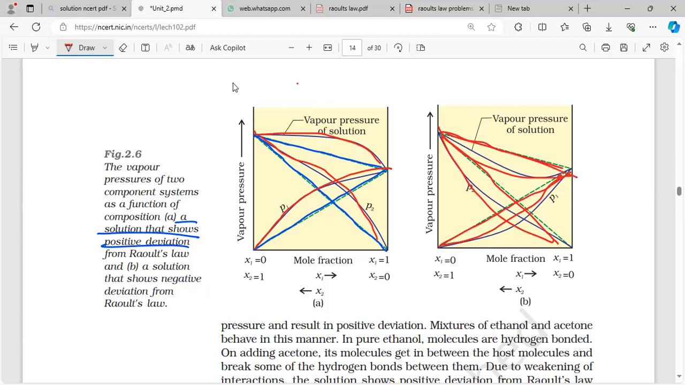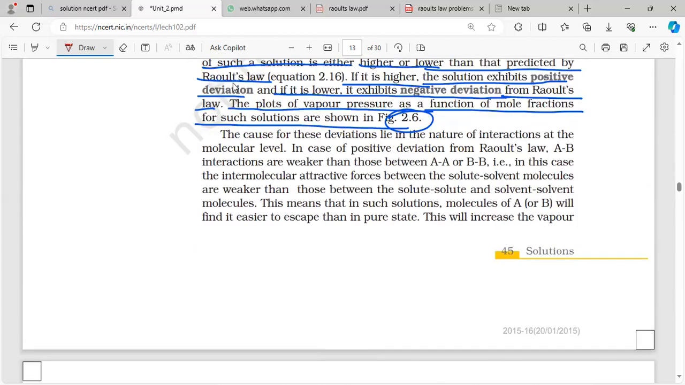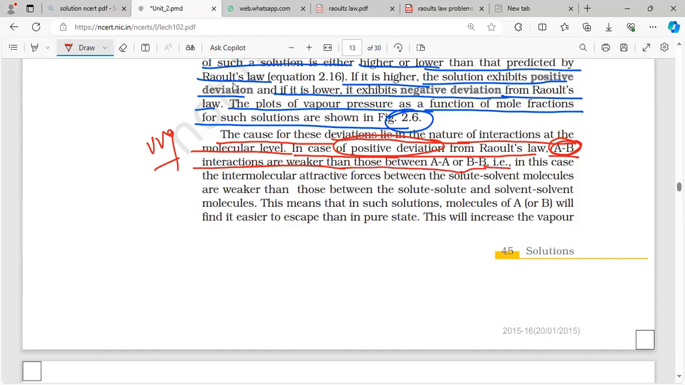Okay, so this diagram is very easy. I'm not going into more detail. The cause of these deviations is very, very important. Deviation lies in the nature of interaction at the molecular level. In the case of positive deviation from Raoult's law, AB interaction, that is solute-solvent interaction, is weaker than those of AA and BB. Just now I explained, no? Are you getting this?